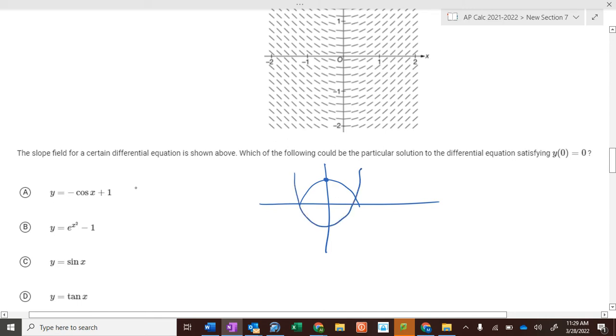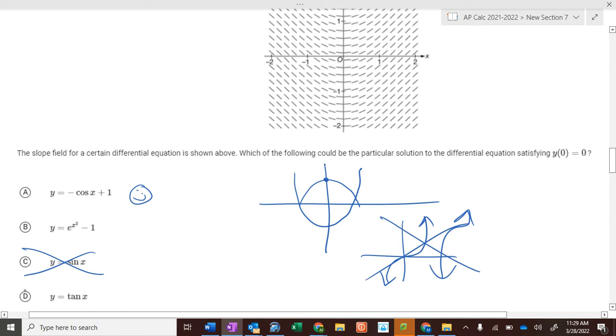So it could be cosine, possibly. Might it be the sine curve? No. Do you remember what the tangent curve does? Yeah, it has asymptotes, so it goes like this, and then it has the lines, and then it does it again. So it's not going to be tangent. So we know it's either this one or this one.